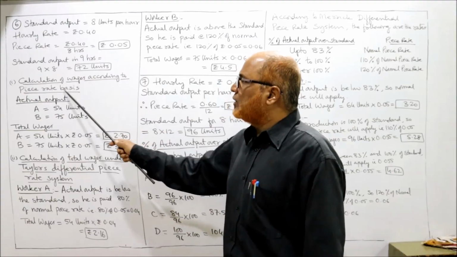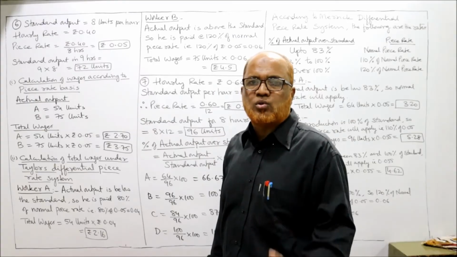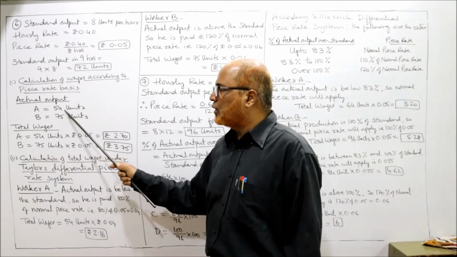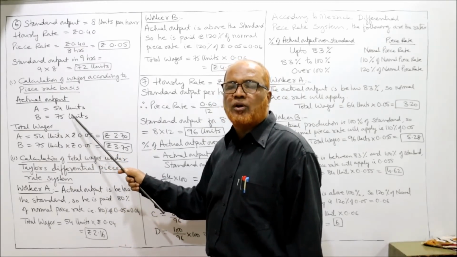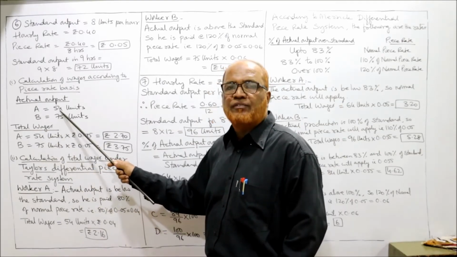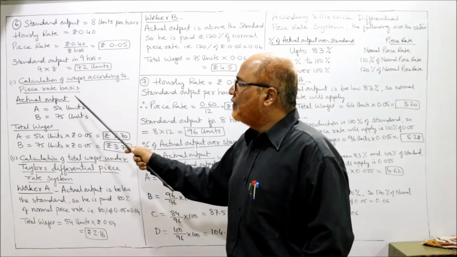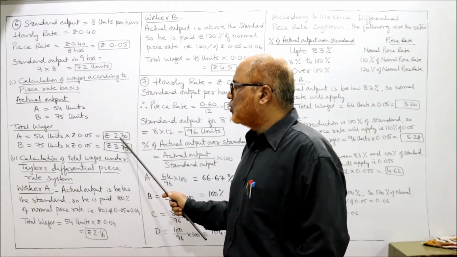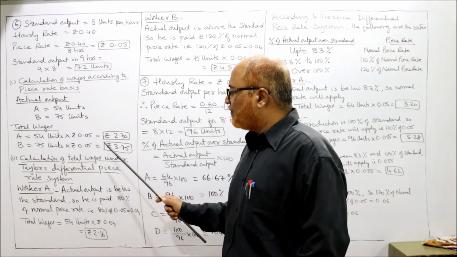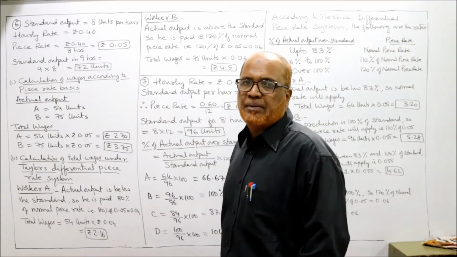Now calculation of wages according to piece rate basis. According to piece rate basis, जितने pieces बनाएंगा उतना उसको wages pay करेंगे. तो accordingly, how much is the actual output? Actual output A 54 units, B 75 units. This is the actual output of A and B given in the problem. Now total wages of A: how many units has he produced? 54. What is the piece rate per unit? 0.05. So 54 into 0.05, you will get 2.70. Similarly, the output of B is 75, so 75 into 0.05, 3.75. These are the total wages according to straight piece rate basis.